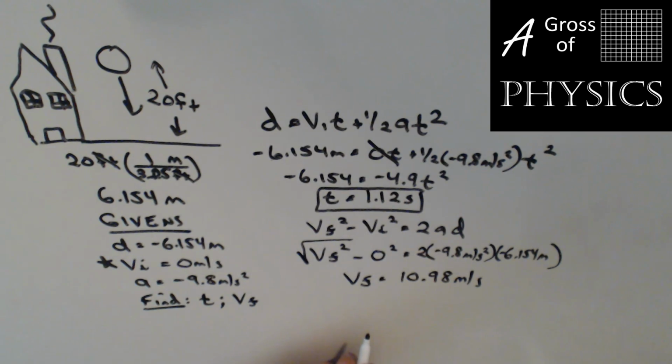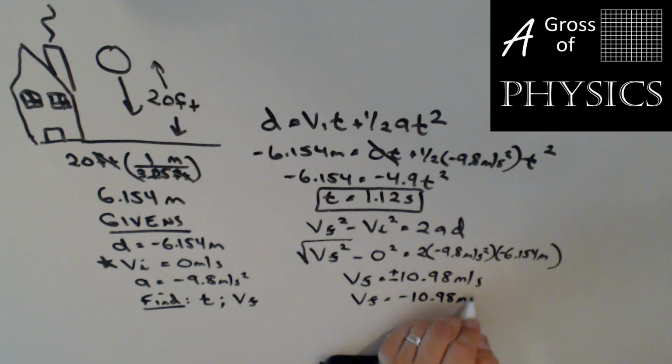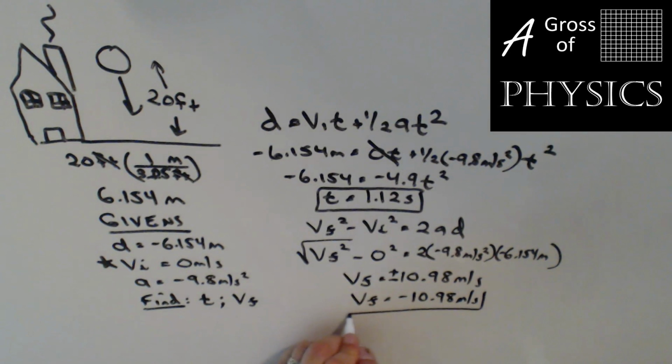Now, there is one problem when we take the square root of a number, and that is we have to choose which root to use. If you remember, the square root gives you plus and minus the 10.98. So we have two answers every time we take a square root. In this case, we want to use the negative because we know the object is moving downward. It's about to hit the ground. It's moving in a negative direction. So our final answer is negative 10.98 meters per second.